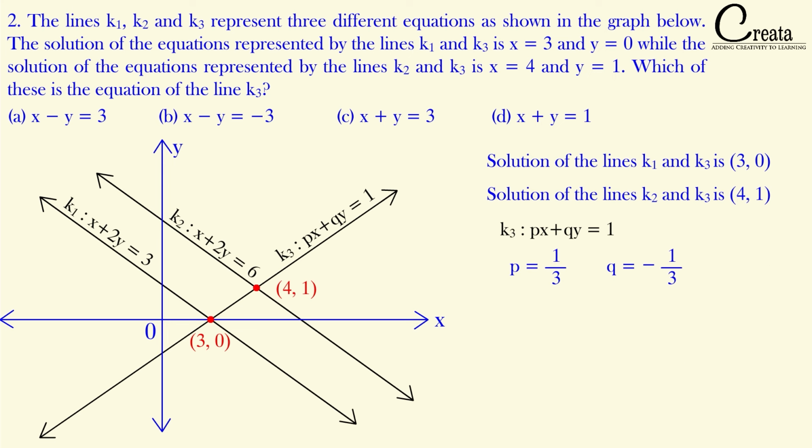And in the question, we have to find the equation of the line K3, which is Px plus Qy is equal to 1. Let's put P and Q. Let's take the LCM as 3. We get x minus y is equal to 3. That is the answer option A, x minus y is equal to 3. Got it? This is the answer, the option A.